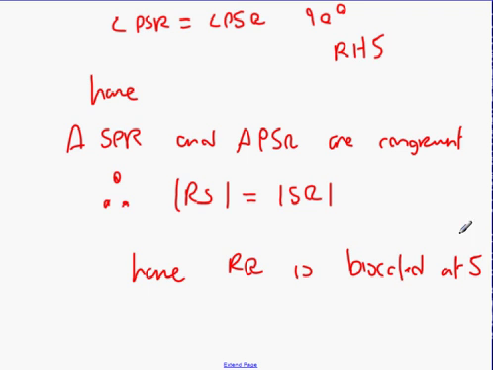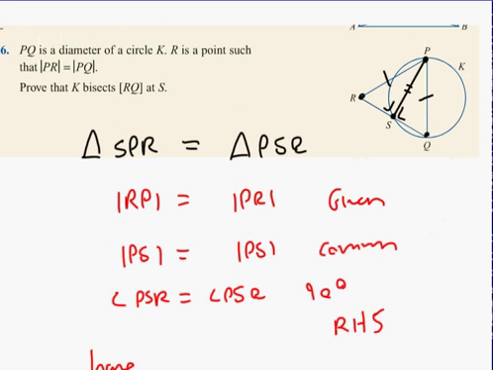Everybody happy with that? When it's a right angle triangle, is it wrong to say side angle side? If you have the hypotenuse, side... No, because side angle side has to be sandwiched in between. So you couldn't use that, it has to be RHS.